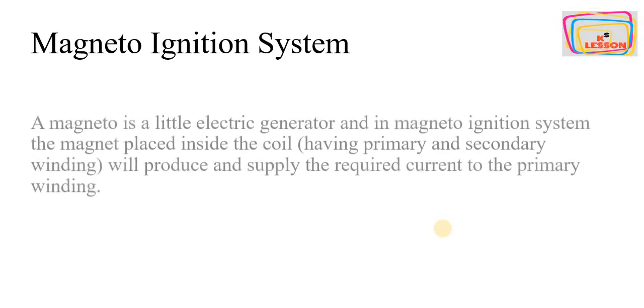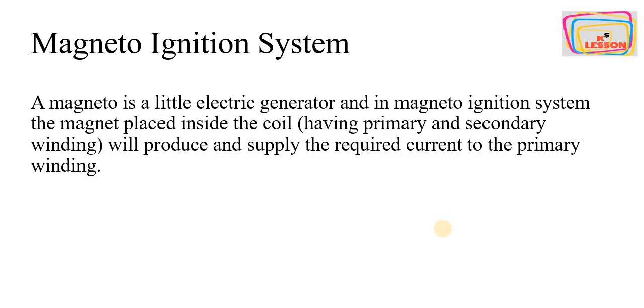Now we will discuss the magneto ignition system. A magneto is a little electric generator, and in a magneto ignition system, a magnet is placed inside the coil. The coil having primary and secondary winding will produce and supply the required current to the primary winding.